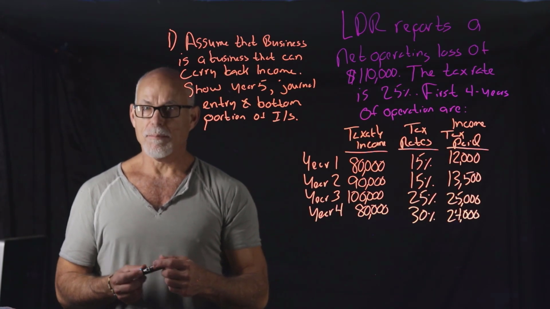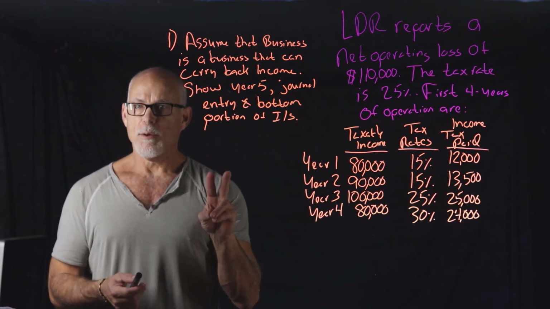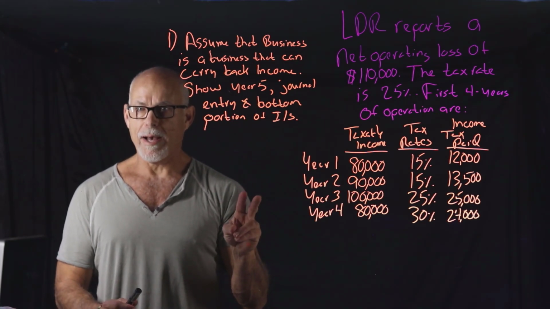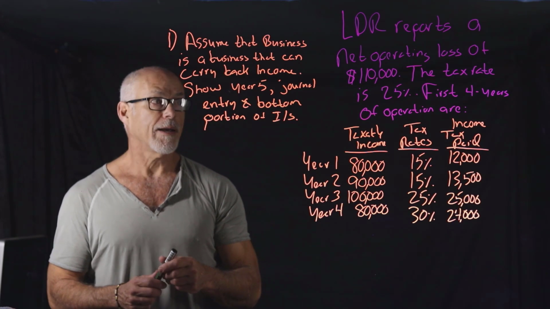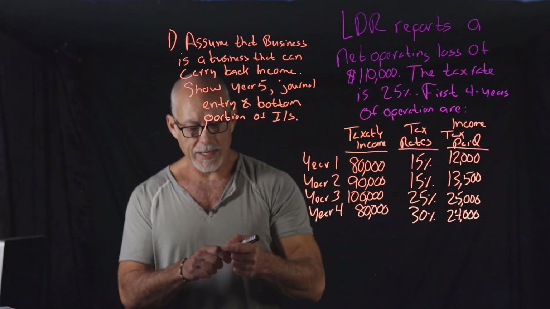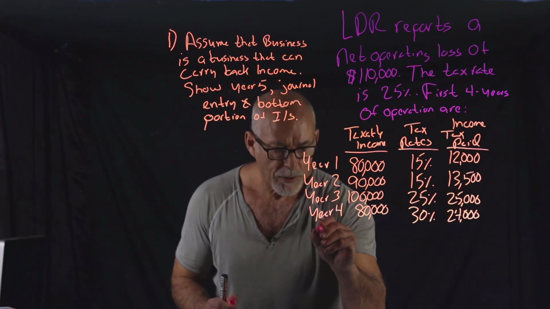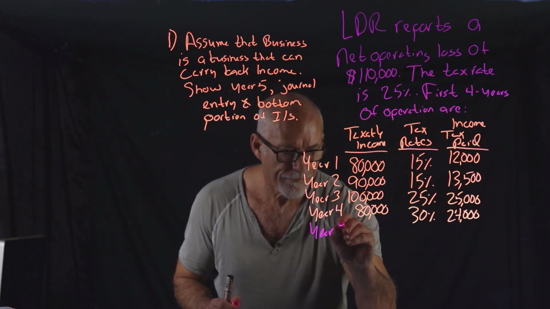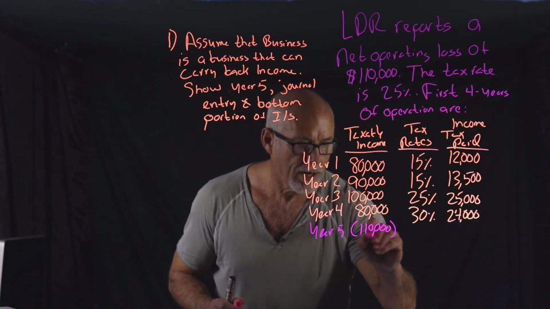And the question becomes, how far can you carry it back? 2 years. And what's the ordering of the carry back? You go to the earliest year first, and then you work your way back. So in this case, what they did was they lost $110,000. So year 5, they lost $110,000. All right.